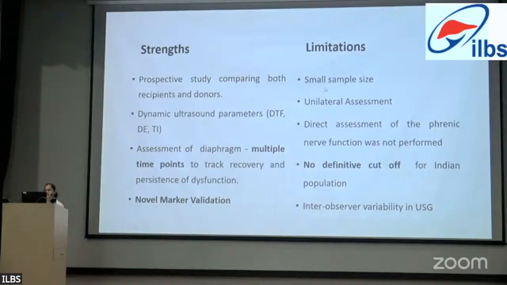And the limitations: it has a very small sample size, and we have evaluated only the right side of the diaphragm. Direct assessment of phrenic nerve function was not performed, and there is no definitive cutoff for diaphragmatic dysfunction and diaphragmatic thickening fraction for the Indian population, and there could be inter-observer variability in ultrasound.